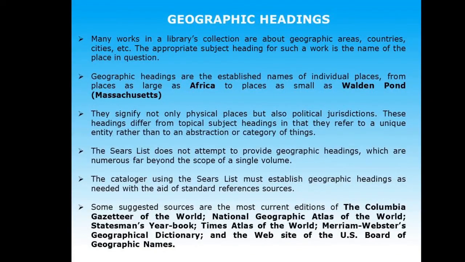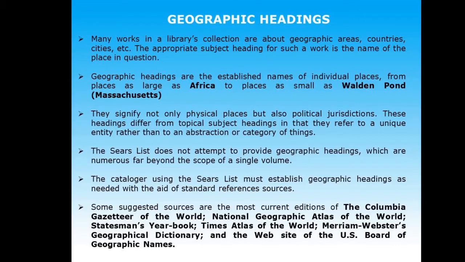Geographical heading is based on location, right? In what location the book or resource is talking about. So it's mainly about works in the library collection about geographical areas, countries, cities. The appropriate heading for such a work is the name of the place in question. So which place the book is talking about, which place the collection is talking about. It can be established in the names from the largest continents or countries to the smallest place also.